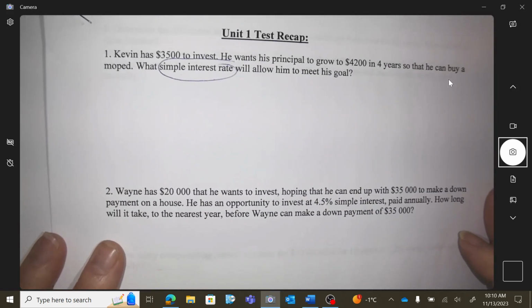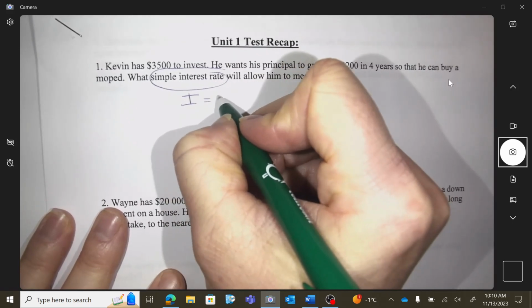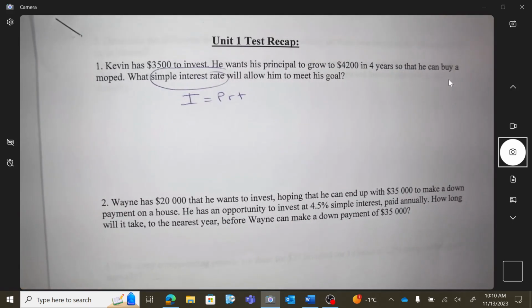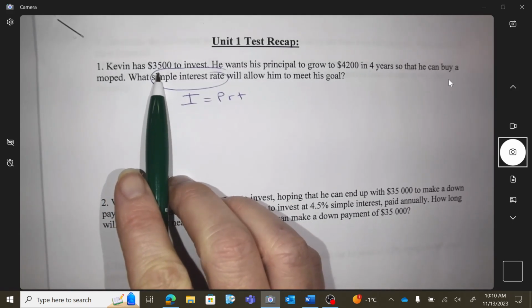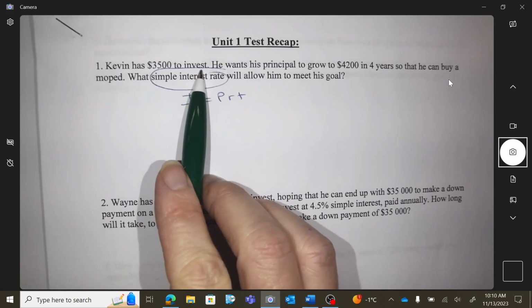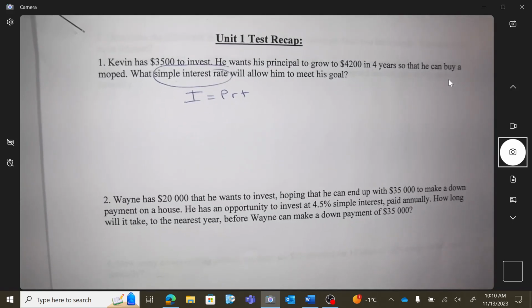She said simple. Good? Simple interest. So I equals PRT. Boom. I know that that's what I'm doing on this question. Okay. So Kevin had $3,500 to invest. We need to use that as a, which spot? P.